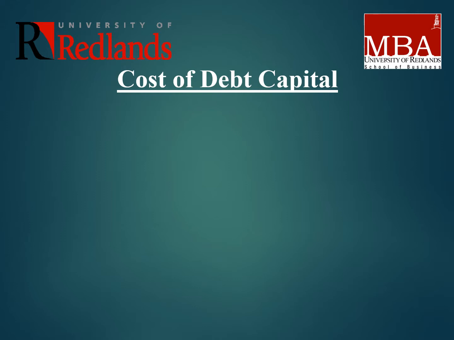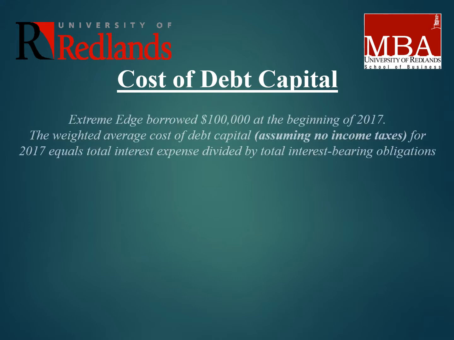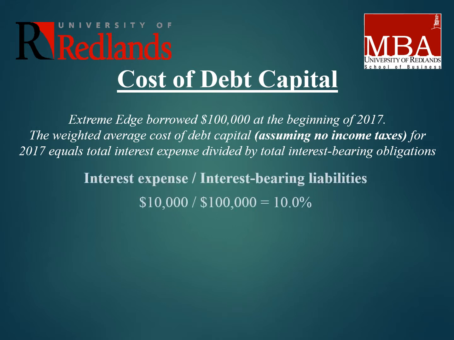First, let's look at the cost of debt capital. Let's assume Extreme Edge borrowed $100,000 at the beginning of 2017. The weighted average cost of debt capital, assuming no income taxes, for 2017 equals total interest expense divided by the total interest-bearing obligations. So in this case, the interest expense would be $10,000. Total interest-bearing liabilities is $100,000.